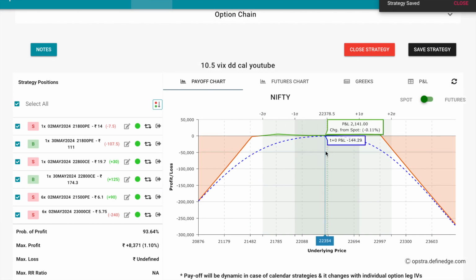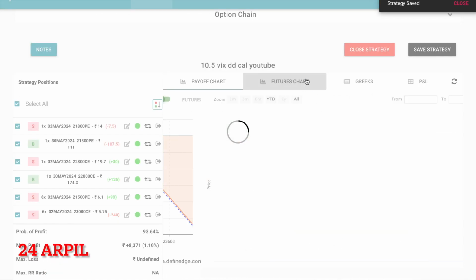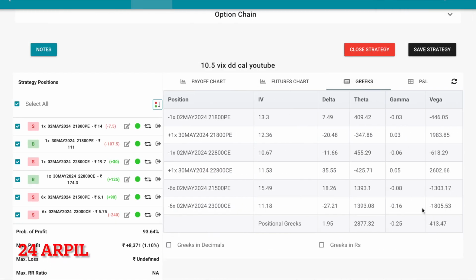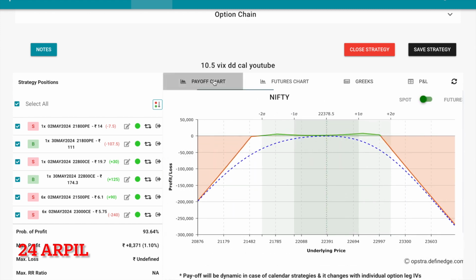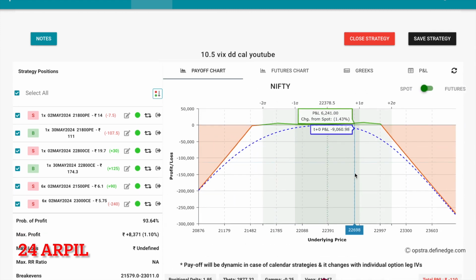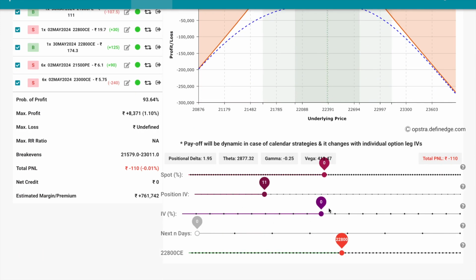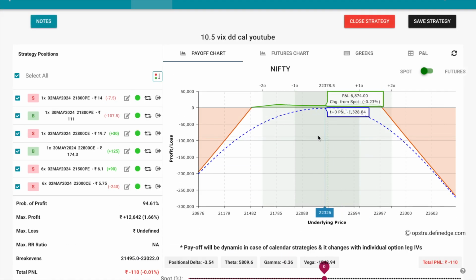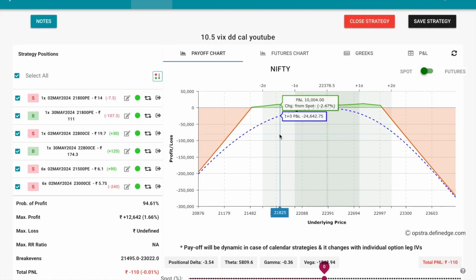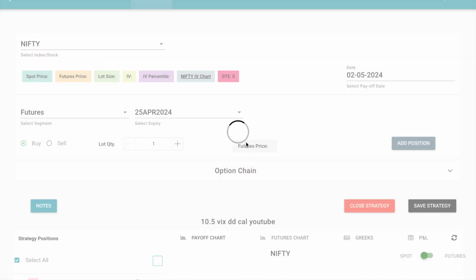Now you see in the central region we have around 2000 rupees profit. Yes, the Greeks, Vega is slightly positive. That is okay. Basically now I'll show you, if the IV increases, our region will get more and more positive. But if it decreases, then we will be in a soup.